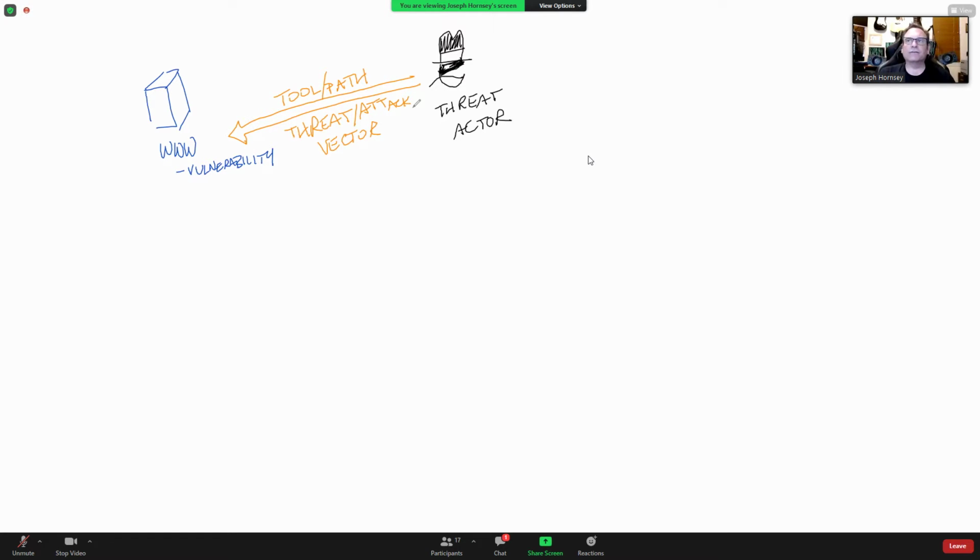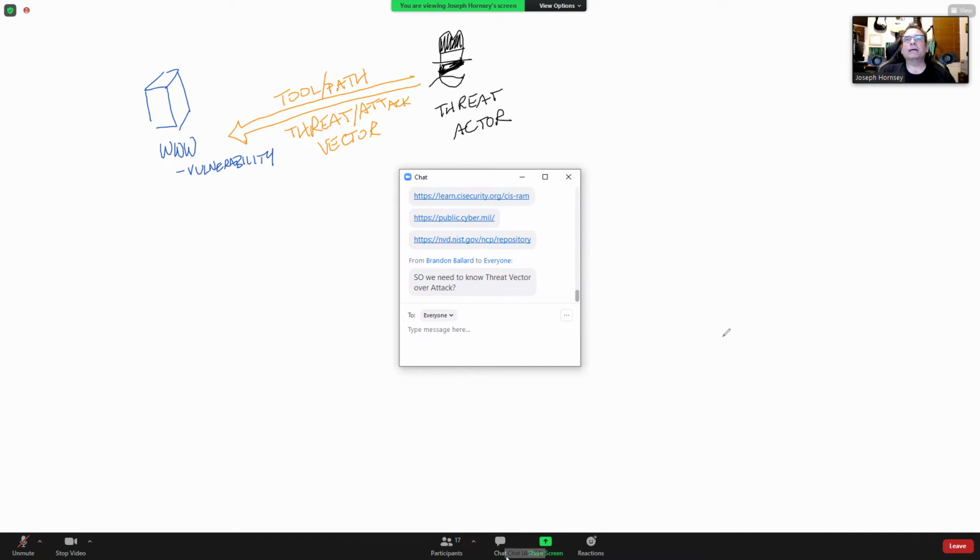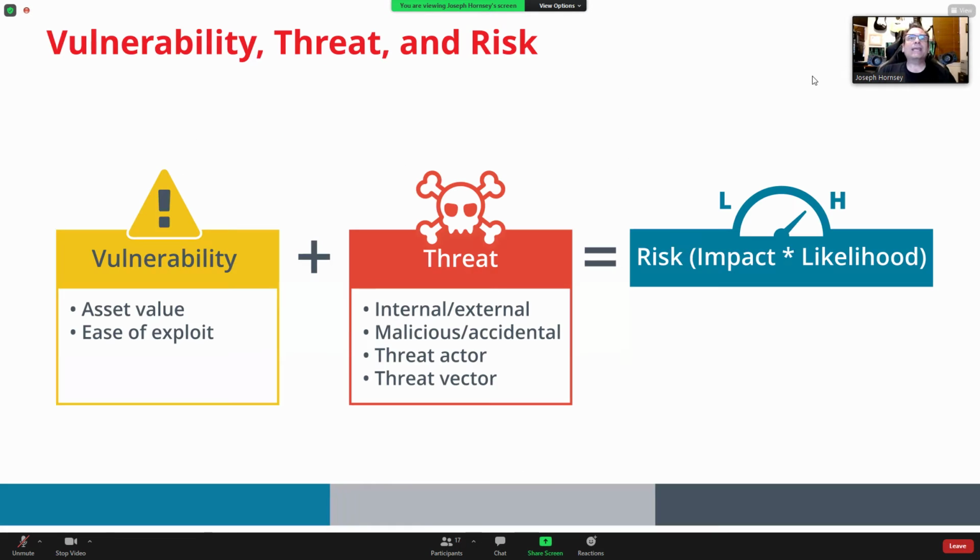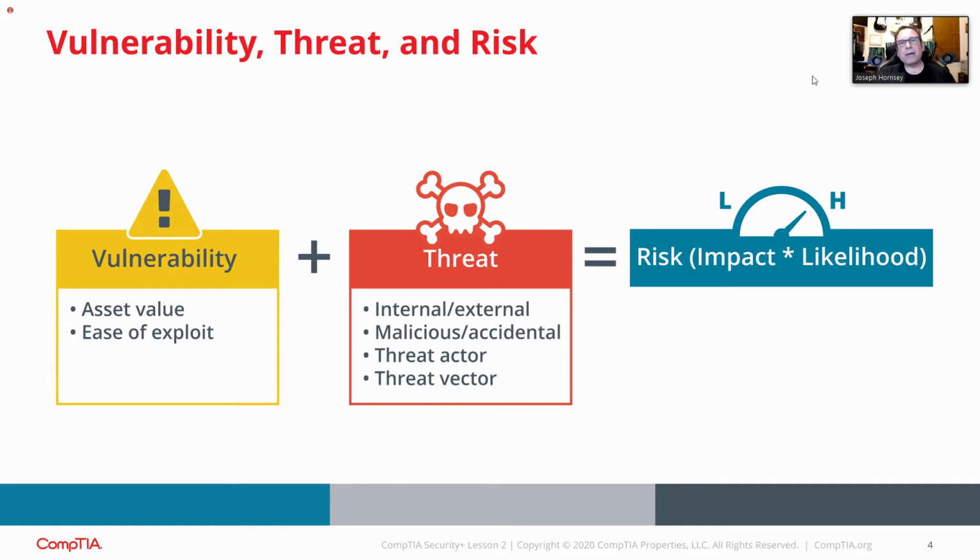Again, as far as needing to know it for the exam, this is just basic terminology, but you do need to be familiar with the terms. Now, risk. I'm going to move back to the slides here. When we look at risk, risk is the likelihood and the impact of the threat being realized.